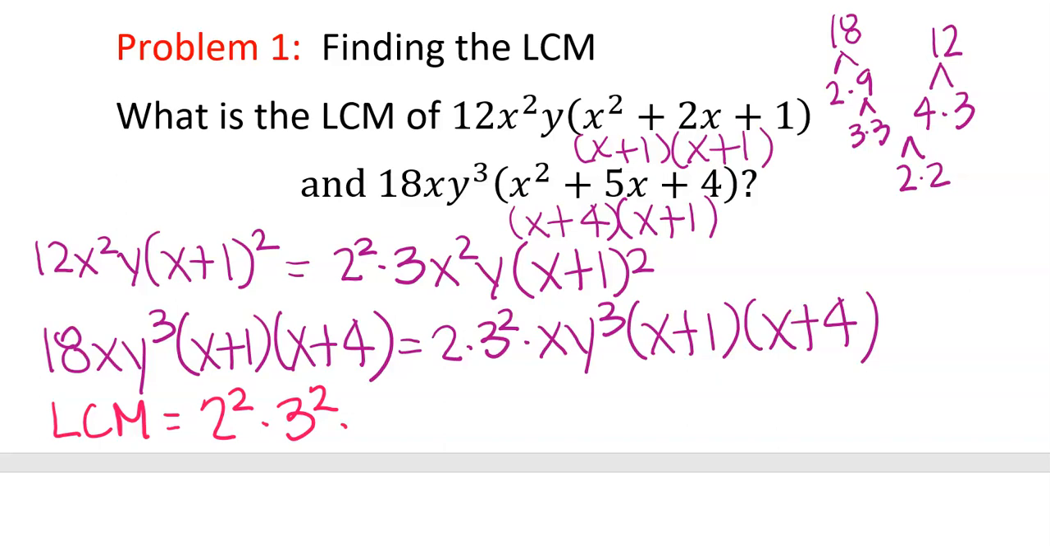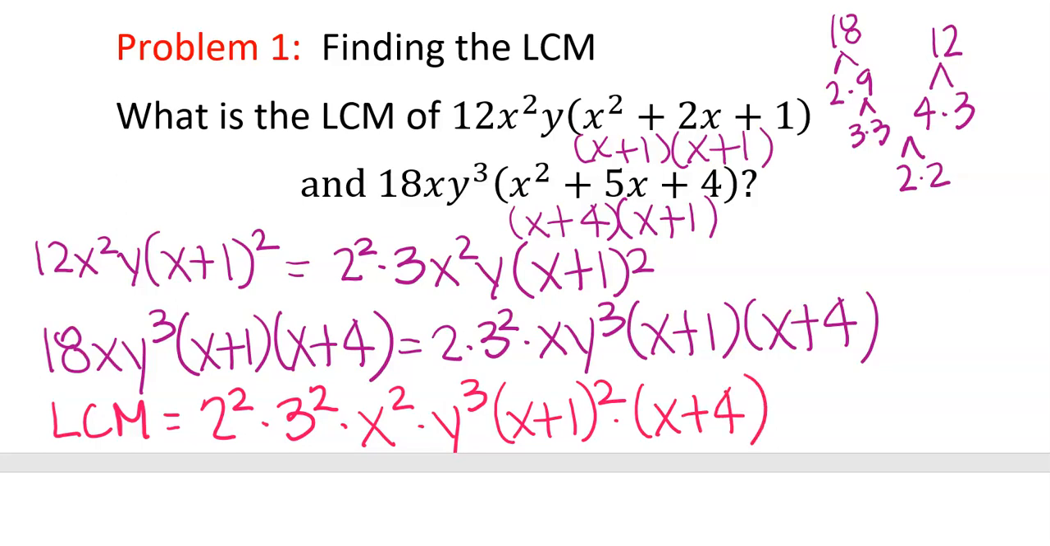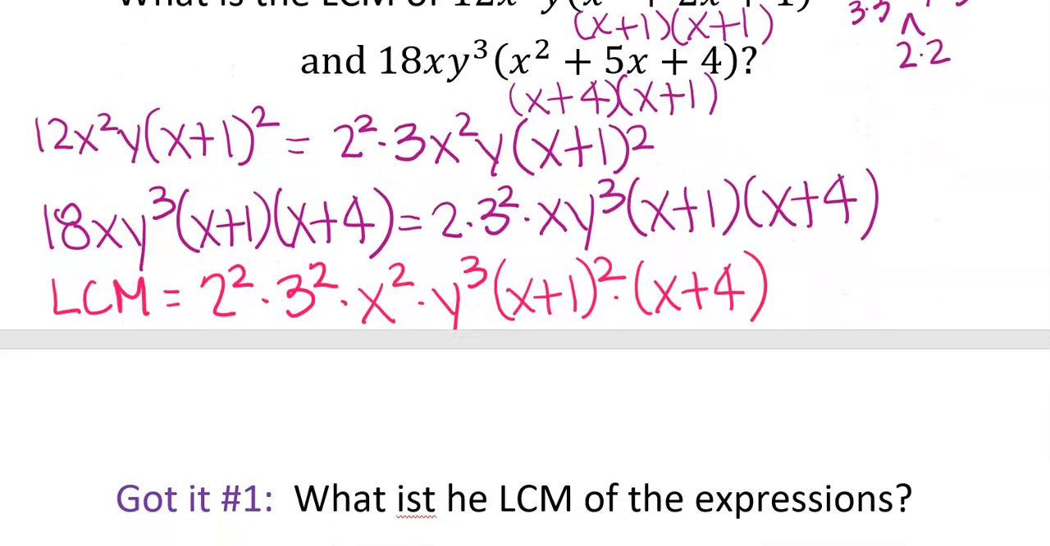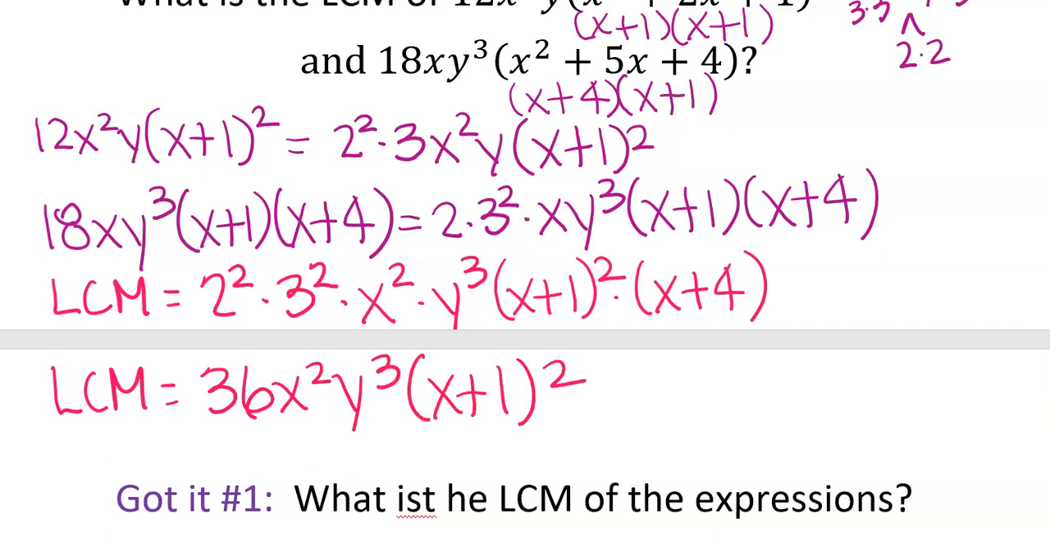Then we go on to each one after that. So x is raised to the 2, x is raised to the 1. We're going to take the higher one. Y to the first, y to the third, we're going to take the higher one. We have x plus 1 to the 2, x plus 1 to the 1, we're going to choose the higher one. And then we have one factor of x plus 4. Okay, and then we simplify it to make it look just a little bit nicer. So our final answer would be 4 times 9, which is 36, x squared y to the 3, x plus 1 squared, x plus 4.